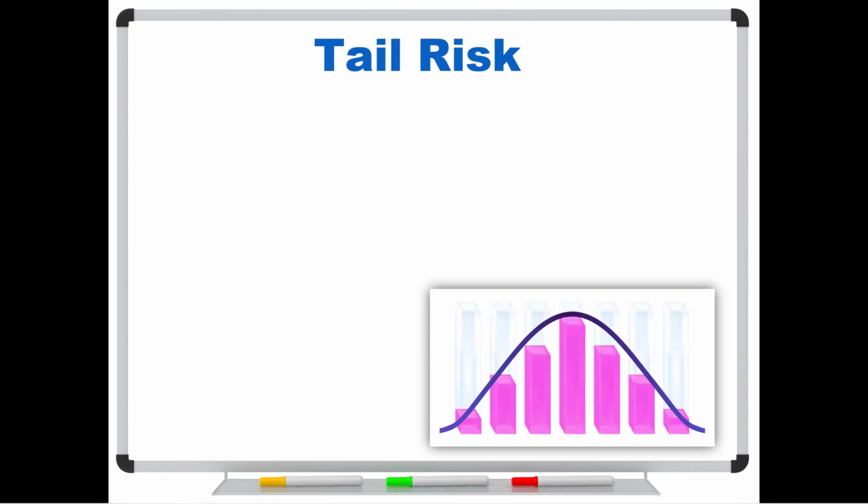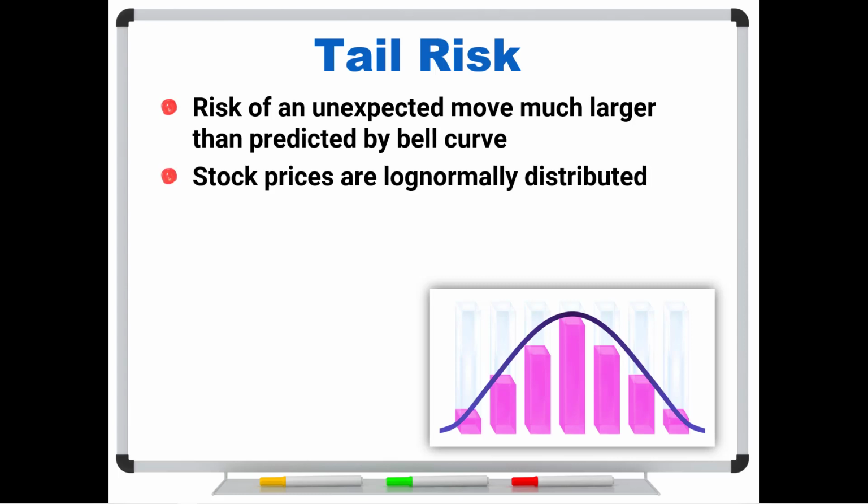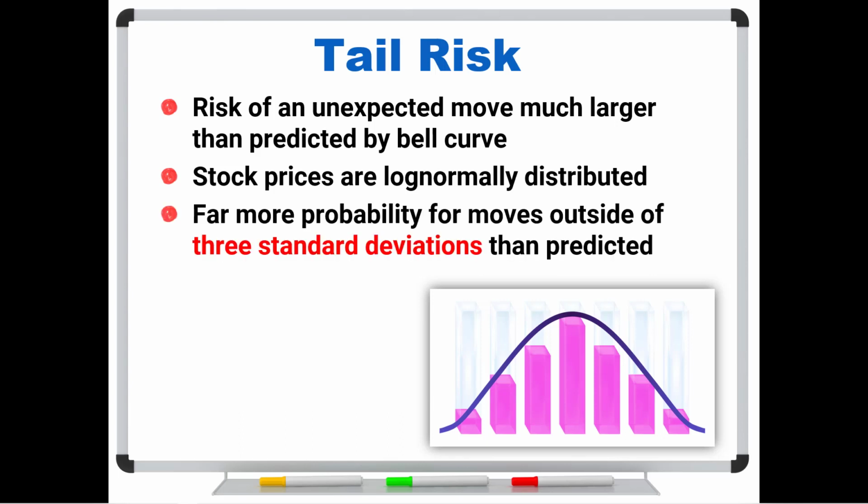So as a recap, tail risk, really what it is, it's the risk of an unexpected move much larger than predicted by the bell curve. Remember that stock prices are log normally distributed, and that's really what helps to create this leptokurtic curve. And so what happens is we end up with far more probability for moves outside of 3 standard deviations than would be predicted by a bell curve. And that is tail risk, and that's why you have to be very careful about how you hedge, roll, and morph.